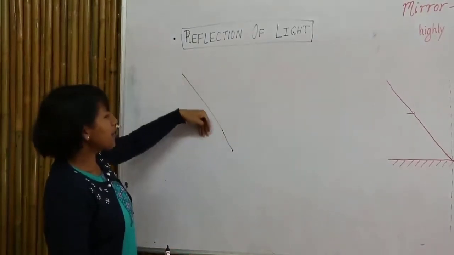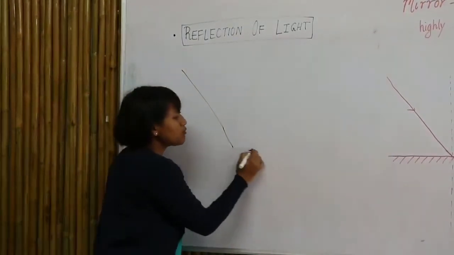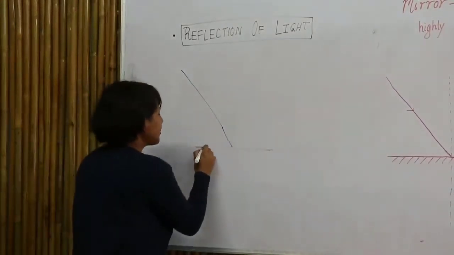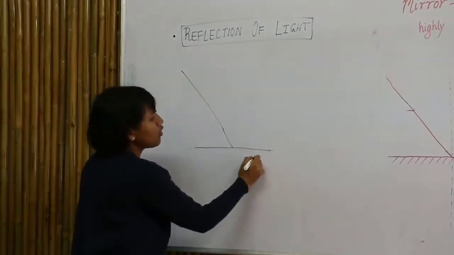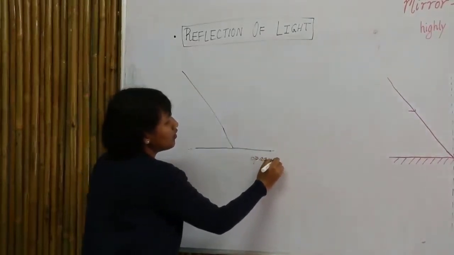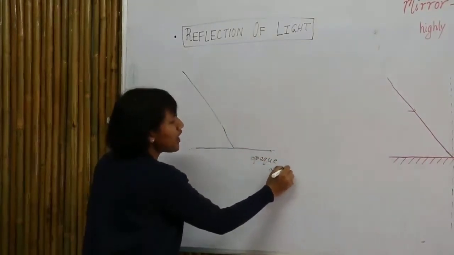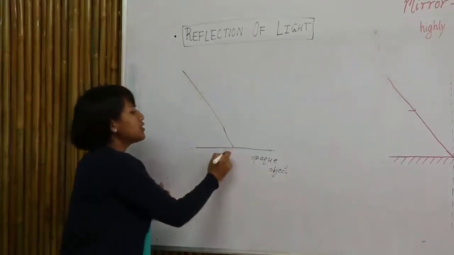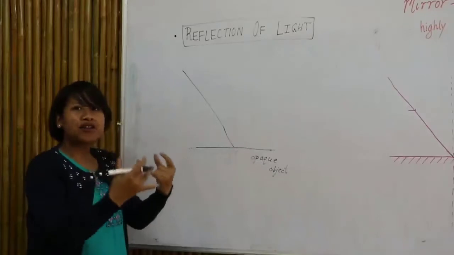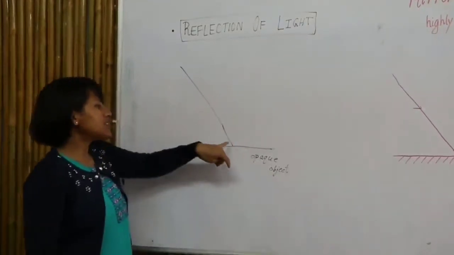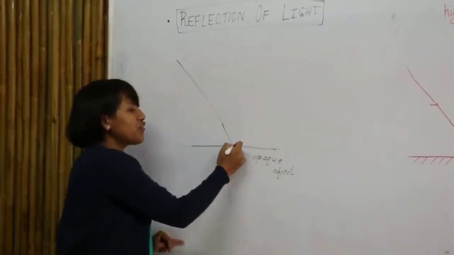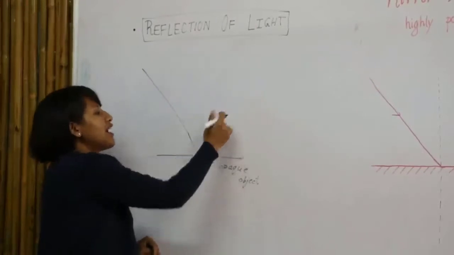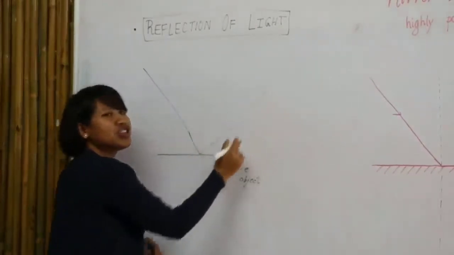Now this straight line path, what happens is that when it strikes an opaque object, a part of it is absorbed, means it will be transmitted to the object, but a part of it will be reflected. So what does it mean by that? It means that a part of this ray of light will bounce, and as a result there will be a change in direction.